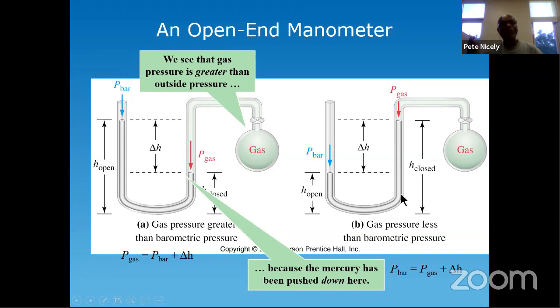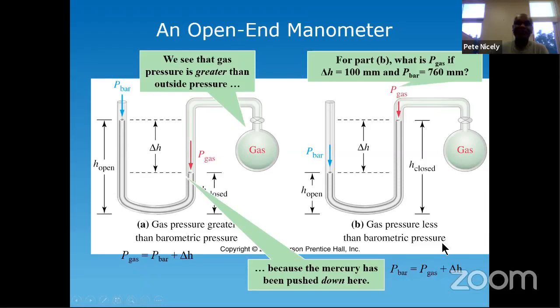Now on the right side, we have things flipping a bit, where the pressure exerted by the atmosphere is greater than the pressure exerted by the gas. And that difference would be equal to delta H. So therefore, in this case, the barometric pressure will be equal to the pressure exerted by the gas plus delta H, which is the equation right here, all right? So that's basically how you can establish the relationship between the pressure of the gas and the barometric pressure and the delta H value in either case, all right?